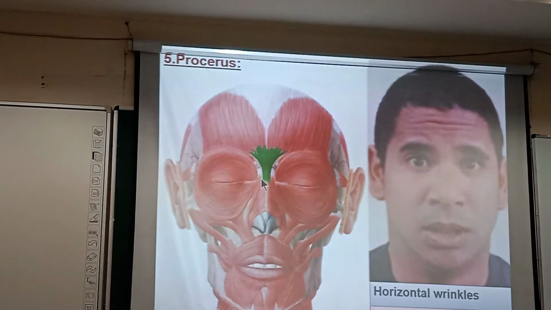It originates from the lower part of the nasal bone. Here is the frontal bone, only this much is the nasal bone, and here comes the maxilla. So from the nasal bone it goes to the root of nose in radiating fashion. This is procerus. Again, it is also paralyzed by injecting botulinum toxin in order to get rid of wrinkles.